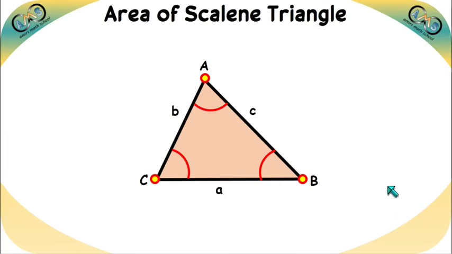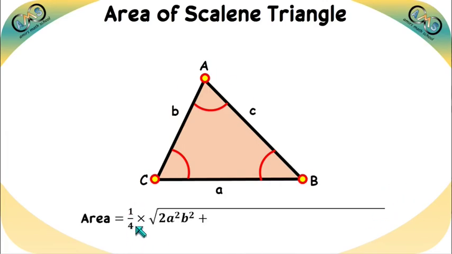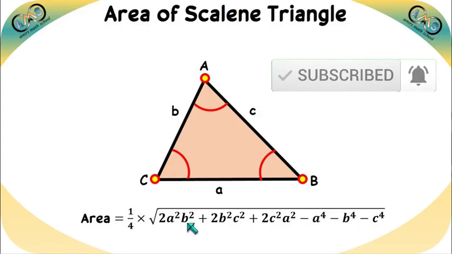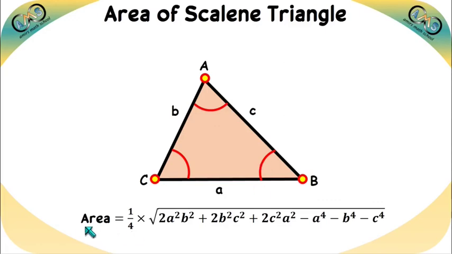Now the special case of Heron's formula, that is the area of the scalene triangle. This one is the scalene triangle. Now area is equal to 1 by 4 times the square root of 2a²b² plus 2b²c² plus 2c²a² minus a⁴ minus b⁴ minus c⁴, where a, b, c are the three side lengths of the triangle. So this one will also give the area of this scalene triangle. This formula is the simplified form of Heron's formula, and we can use it also when three side lengths are given.